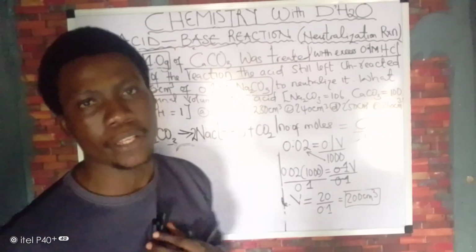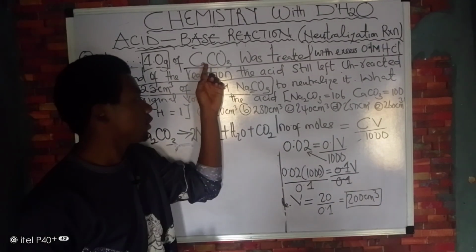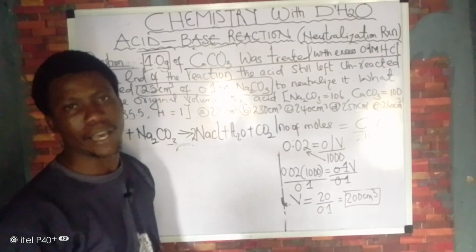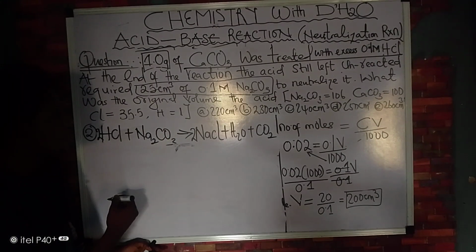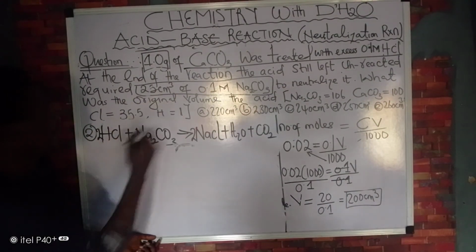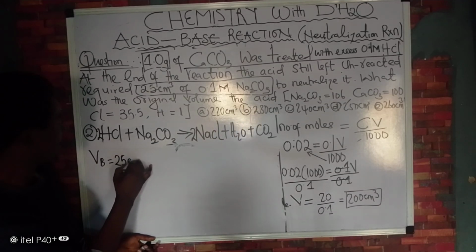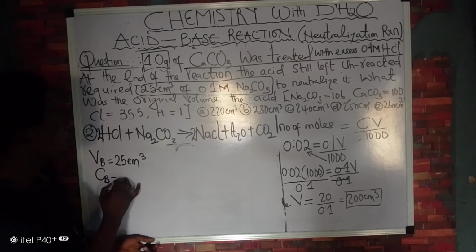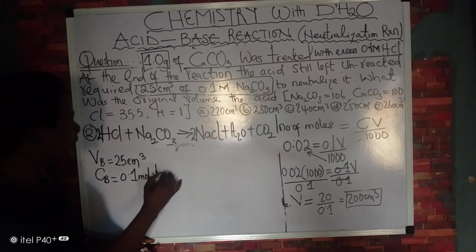We are going to calculate now the volume of the acid that reacted with the other base. So we have calculated the volume that reacted with the first base, which is 200. So let's calculate the volume that reacts with the other base. Remember that they gave us the volume of the other base. So volume of the base is 25 cm cube. They gave us the concentration of the base, Cb, to be 0.1 mole per dm cube.